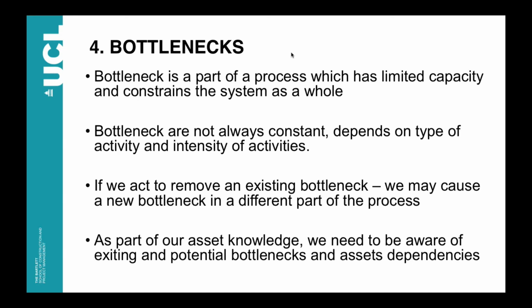It's also important that we understand the interconnections and dependencies between different activities and assets, because sometimes when we take actions to remove an existing bottleneck, we may create a new one in a different part of the process. This is particularly important for industrial processes. So the main idea here is that as part of our asset knowledge, we need to be aware of the existing and potential bottlenecks and the different dependencies between the assets that an organization owns.